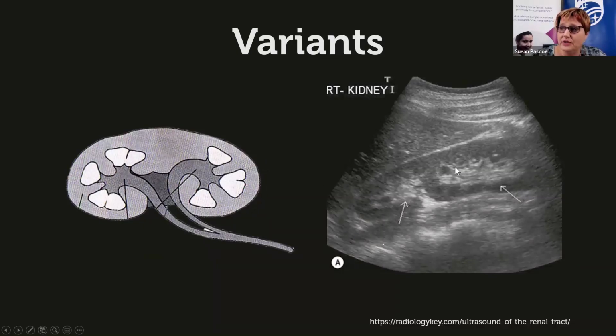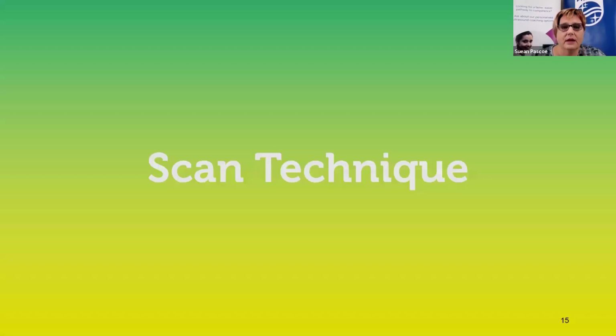And what we do need to do then is look if there is hydronephrosis. Are both the upper pole and lower pole equally involved, or does the presence of just dilatation at the upper or lower end indicate that one of those moieties is dilated rather than the whole kidney system?